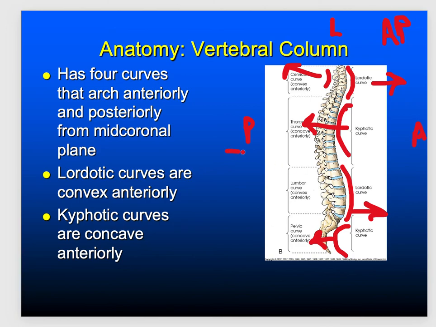Also, you can look at it if you're looking at a person in a PA position, okay? So in a PA position, if I'm looking at the back of the patient, my cervical spine is now concave. My thoracic spine is now convex. My lumbar spine is concave. My sacrum is convex. Okay? So keep that in mind so you know how to talk about it from the lateral, from the AP, and from the PA. Okay?